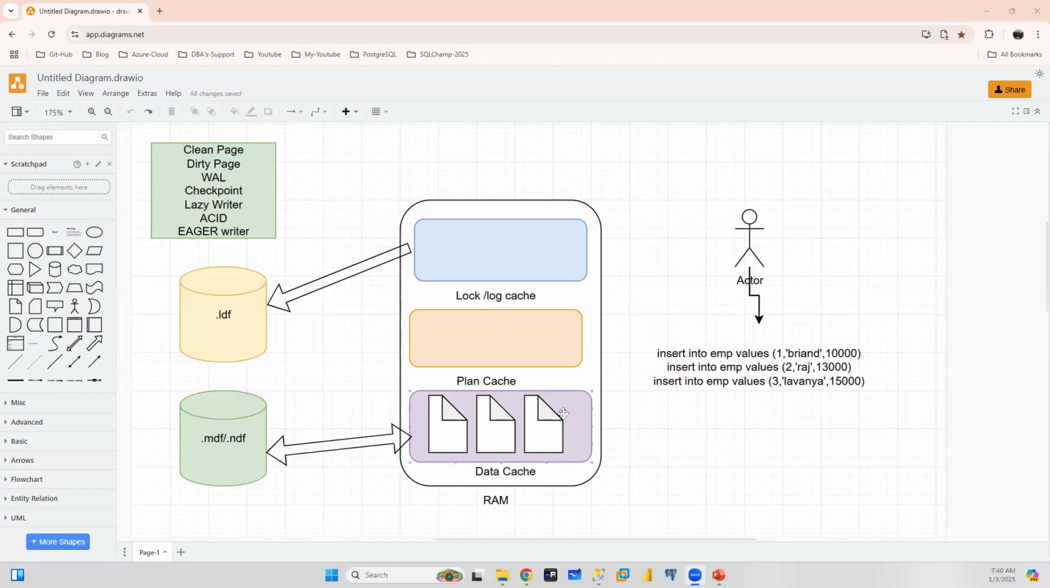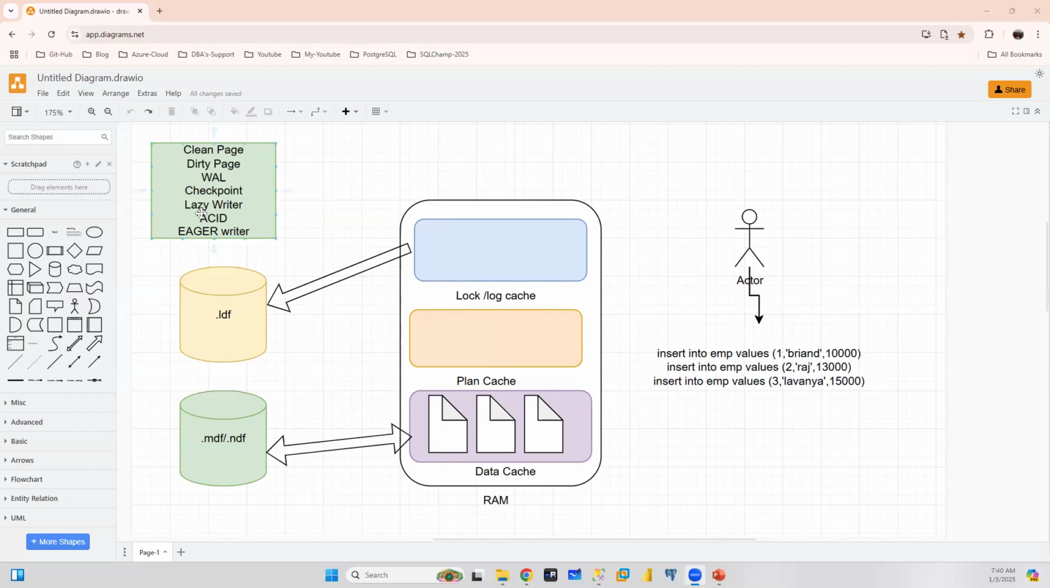Before it moves to the MDF file, all the changes you are making in the cache need to be moved into the LDF file in the form of log records. That is taken care of by the WAL concept. Now, who is going to move the log records from cache to the LDF file? The log writer. There is an internal thread, the log writer, which takes care of moving the changes.